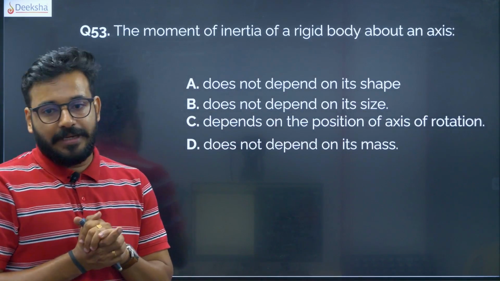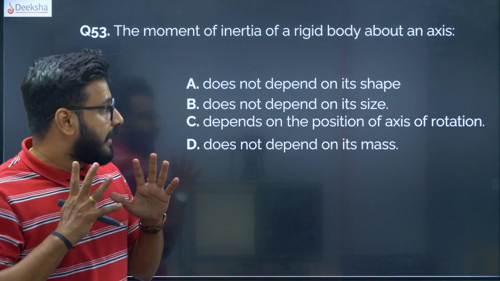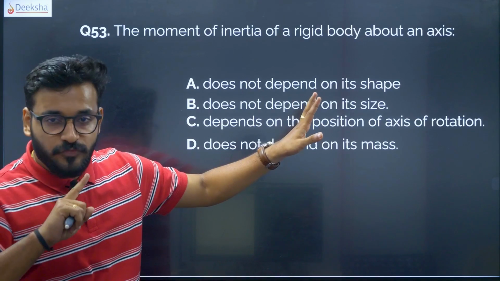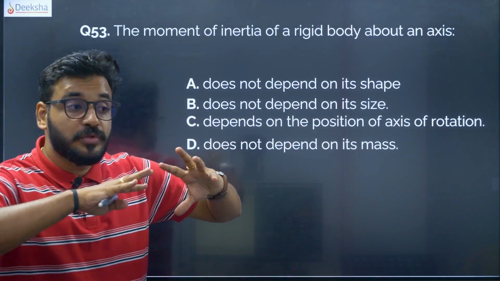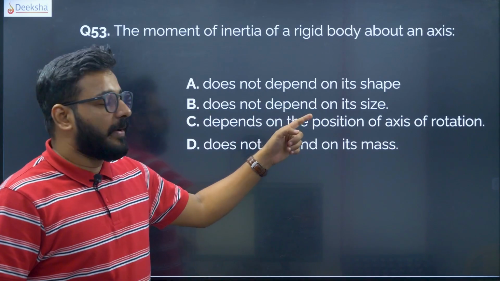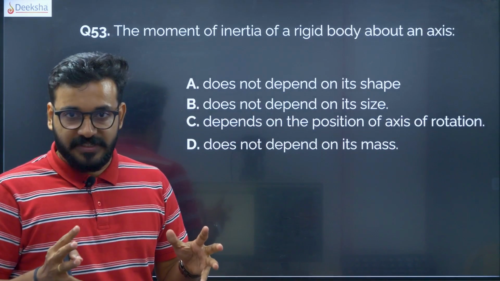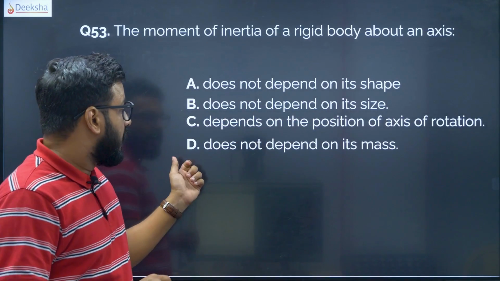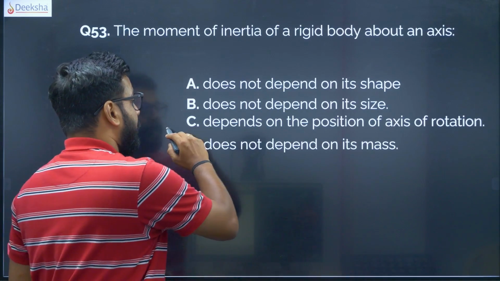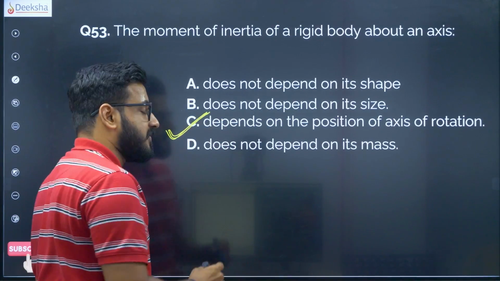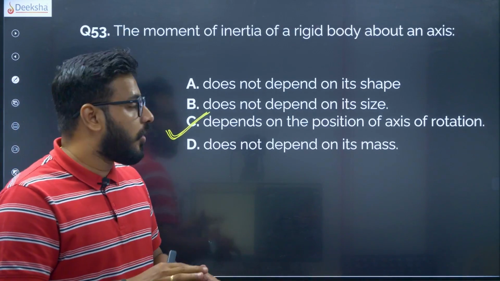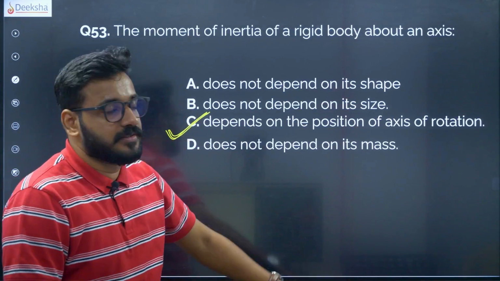Now what is the correct answer here? First of all, "does not depend on the shape" is not correct. That's a false statement. It does depend on the shape. How the mass is distributed is very important. Next, "does not depend on size" is not correct. It does depend on its size, how large it is. "Does not depend on its mass" is also false. The correct answer is that it depends on the position of the axis. It's very, very important. And along with it, intuitively, it depends on the other things as well.